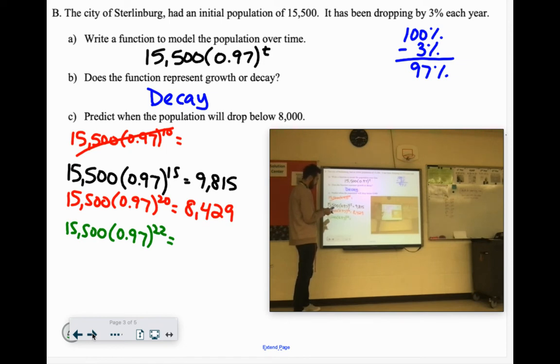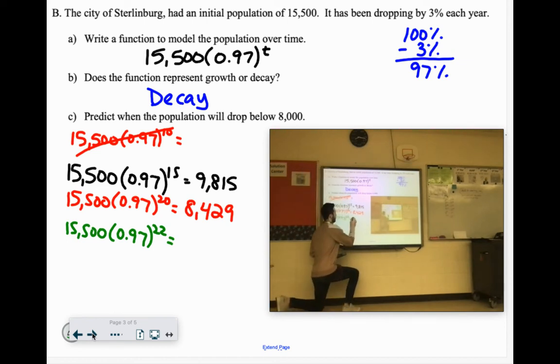Oh, I did divide it by, whoops, 0.97 to the 22nd power times 15,500. 7,931. All right, so it's below 8,000.